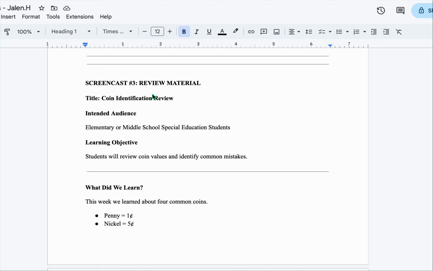So my title is Coin Identification Review. Yet again, our intended audience is elementary or middle school special education students, good for both. Our quick learning objective is students being able to review coin values and identify common mistakes. It's important to understand how they work and how we can avoid those mistakes and avoid misidentifying them in the future, and understanding that it's okay to have those bumps sometimes while learning.